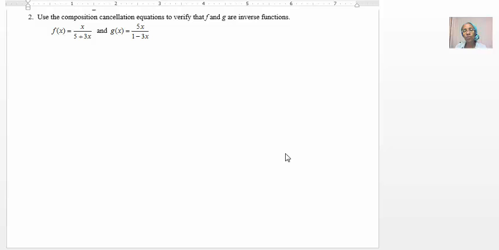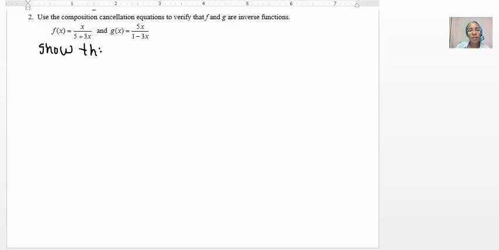Sometimes I want to show that two functions are inverses. Here I have f and g, and I want to show that they're inverses. One way I could discuss this is the idea of using composition cancellation equations to verify that f and g are inverse functions.